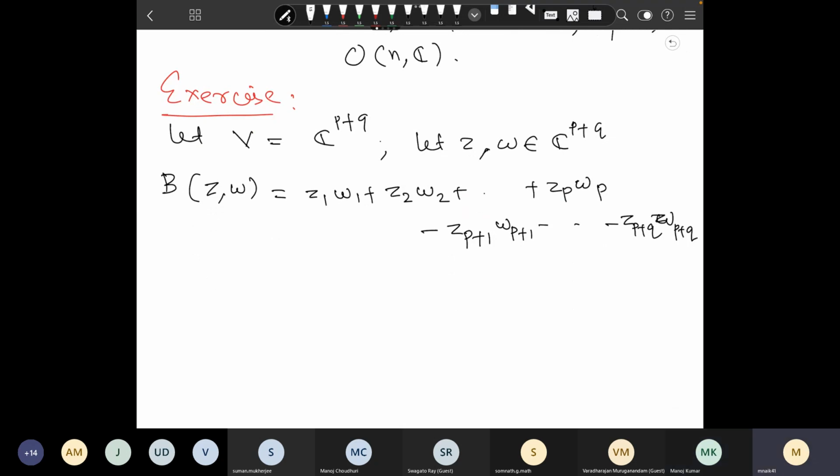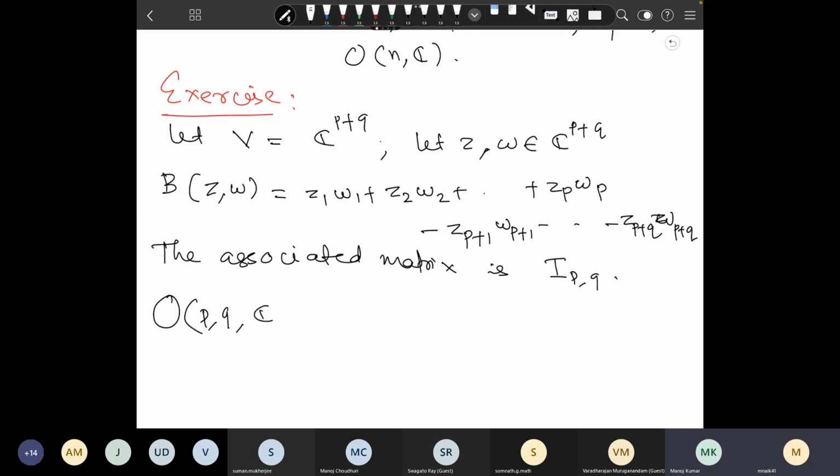This is a bilinear form, and the associated matrix is the same I(p,q). And I can define O(p,q)(C) as the set of A belonging to M_n(C) such that A transpose I A equals I. There will be some minus sign, right? I'm not making any mistake. What is the meaning of I(p,q)?